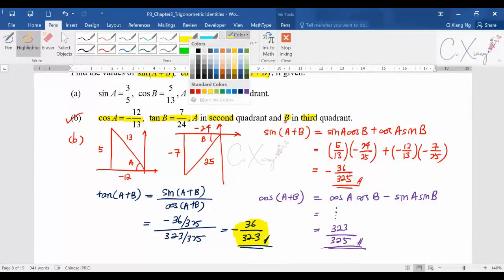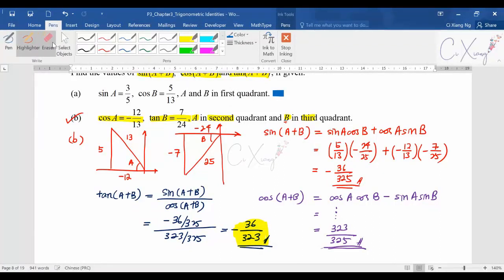For part A, this question is very simple, so I just want you to try it out on your own. I will give you only the final answer. If you cannot get the answer, you let me know by showing me your steps. Don't just tell me, teacher, I don't know how to do, and then ask for the solution from me. I won't show you. So the first one, the answer for part A, sine A plus B.